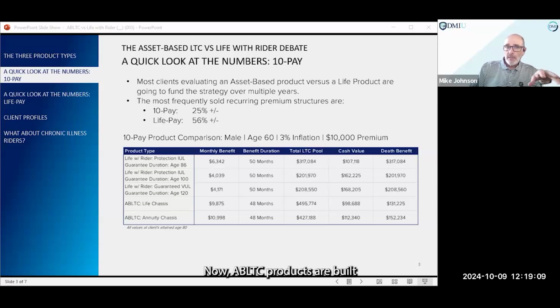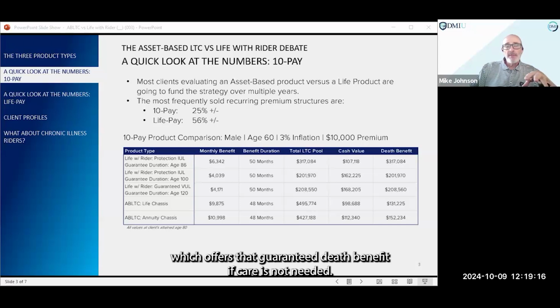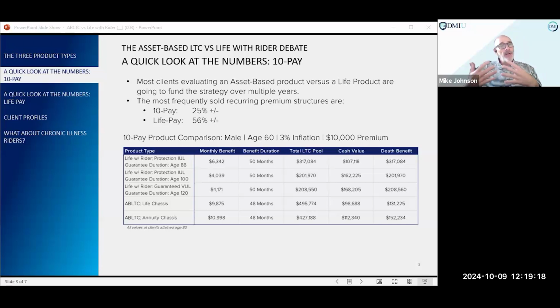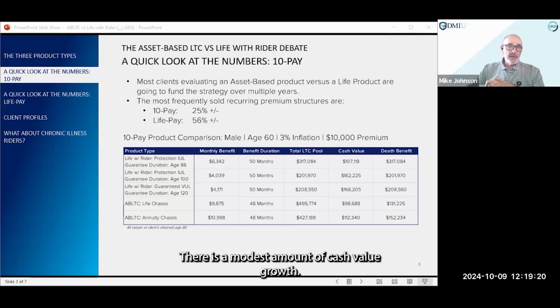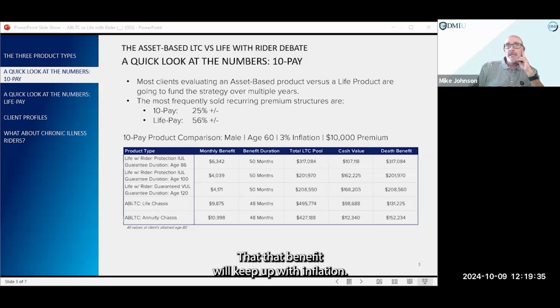Now, ABLTC products are built primarily on a life insurance chassis, which offers that guaranteed death benefit if care is not needed. There is a modest amount of cash value growth. The policy can include an inflation rider. In this scenario, we've shown a 3% inflation rider, which grows that pool of funds over the course of time. And that gives your clients the peace of mind that the benefit will keep up with inflation.